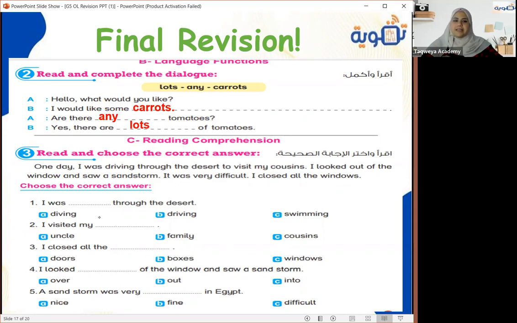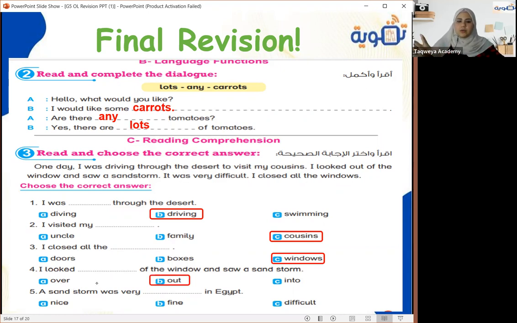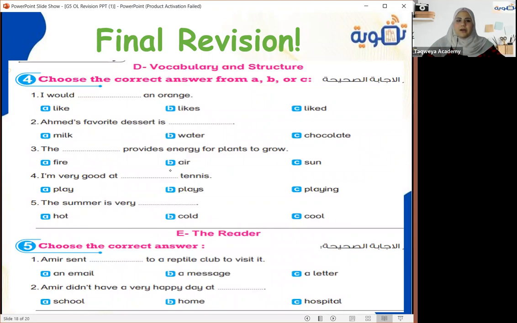Reading comprehension part. Read the question, find the answer. I was driving through the desert. 2, I visited my cousins. 3, I closed all the windows. 4, I looked out of the window. 5, a sandstorm was very difficult in Egypt.